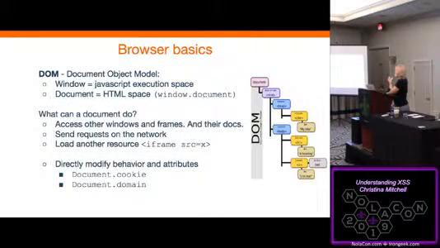So what is the DOM? I kind of mentioned that briefly. It's important to quantify which spaces cross-site scripting will get its grubby hands on. So document is our HTML space, and window is our JavaScript execution space. So documents, they can access other windows and frames and their docs and send requests on the network and load other sources and get into cookies and the like. Whereas windows represent the browser windows, so the global JavaScript variables live in this space. And we're skipping over a couple things, but this is the important stuff for us.